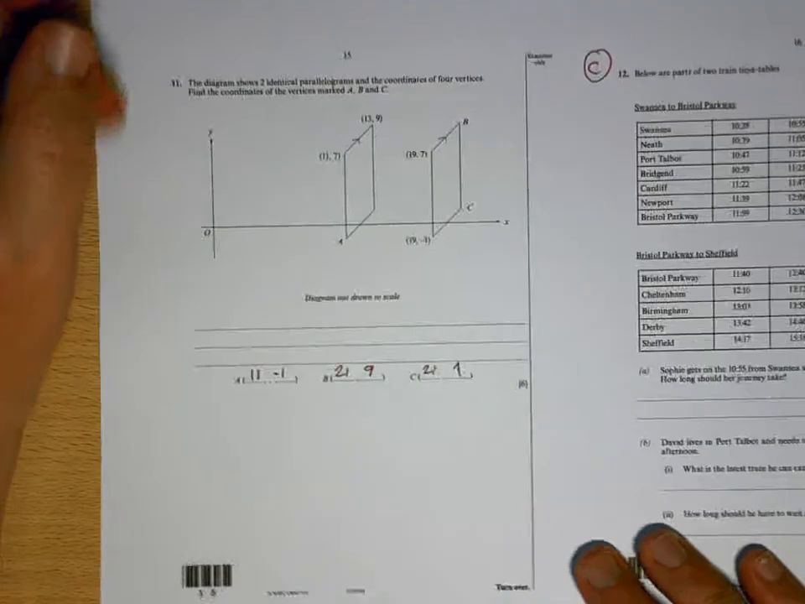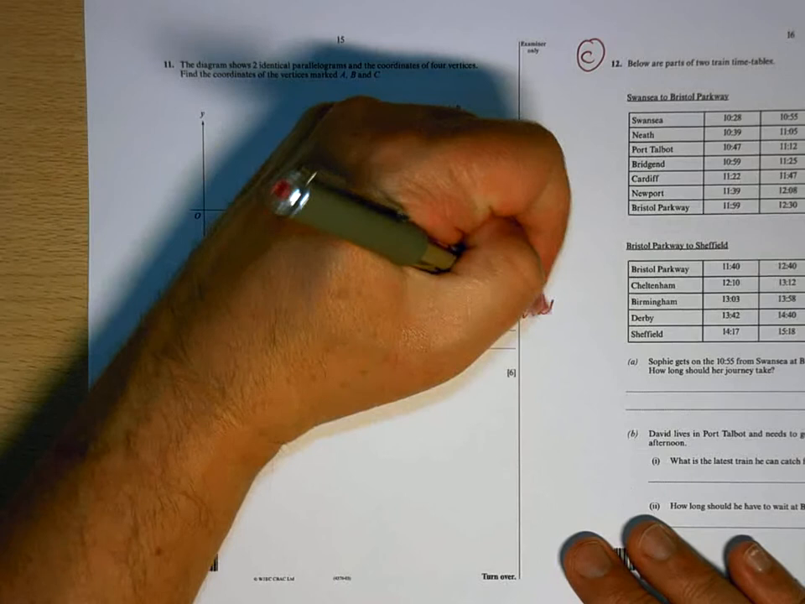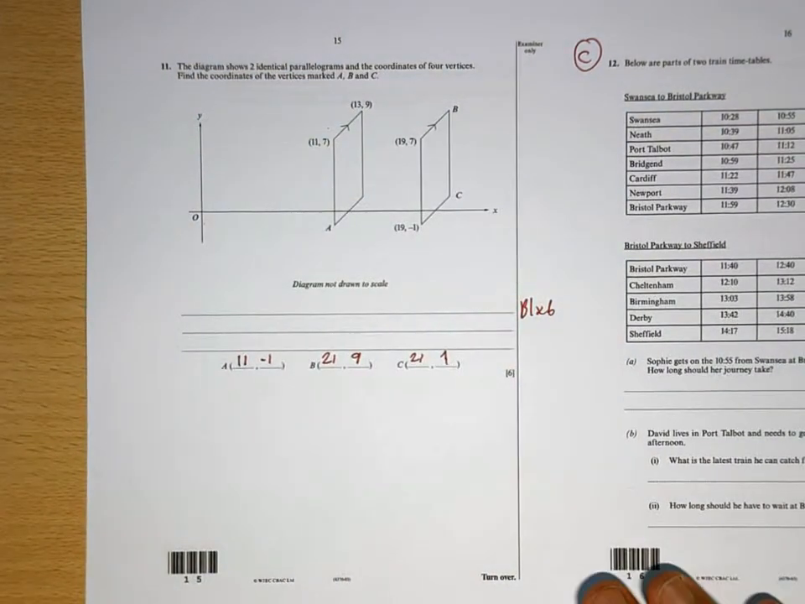So 6 marks, 1 for each of the ones you get right. Okay, we'll stop there.